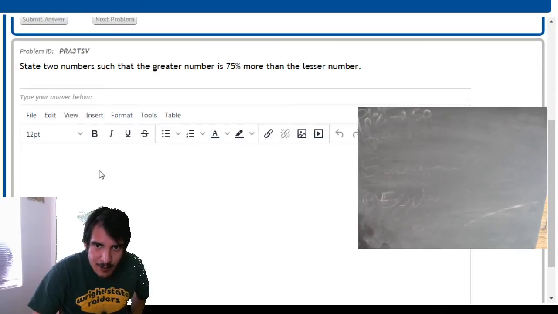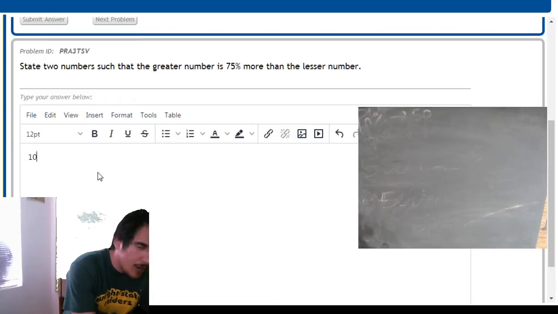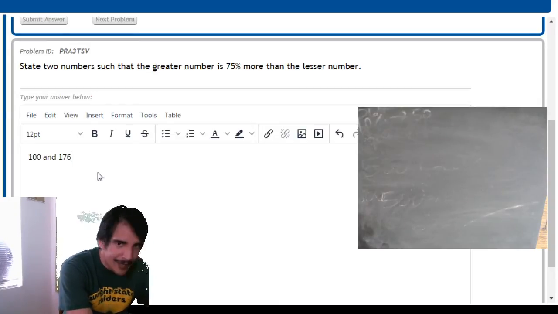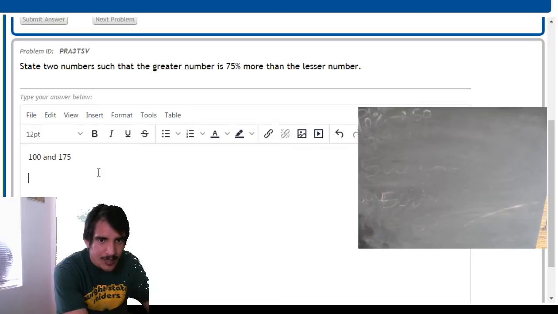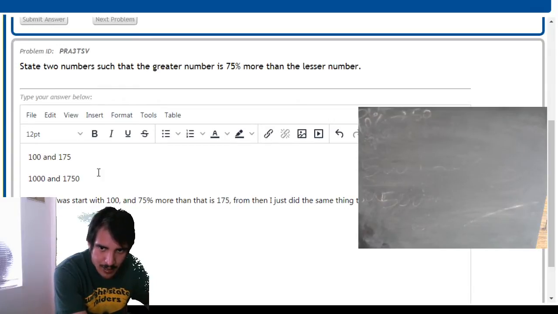State two numbers such that the greater number is 75% more than the lesser number. So I'm going to do 100 and 175. Or I could do 1,000 and 1,750. All I did was start with 100, and 75% more than that is 175. From then, I just did the same thing to both numbers.